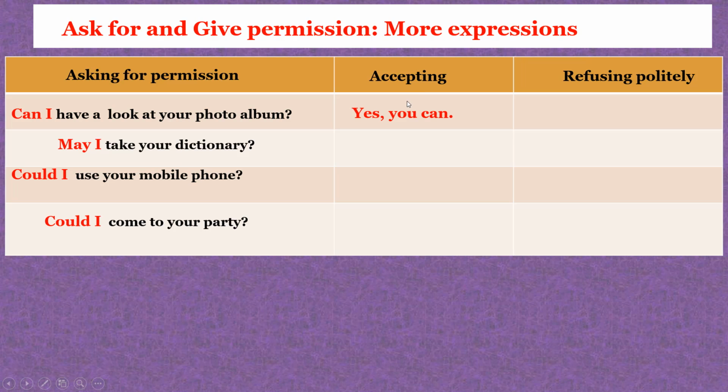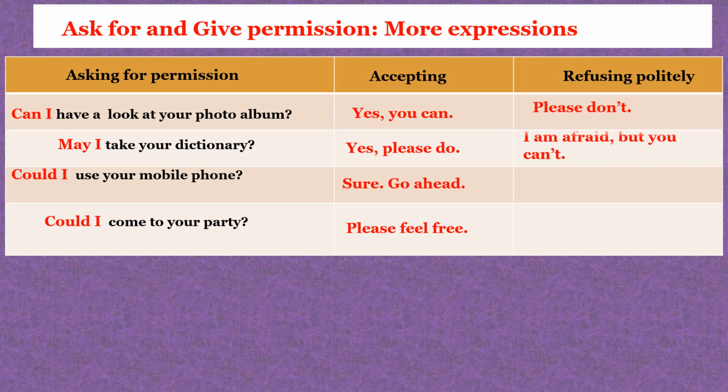Yes, you can. Yes, please do. Sure, go ahead. Please feel free. Refusing politely. Please don't. I'm afraid, but you can't. Sorry, but that's not possible. Sorry, you can't. Okay? This chart helps you have a look at more examples about giving and asking for permission.